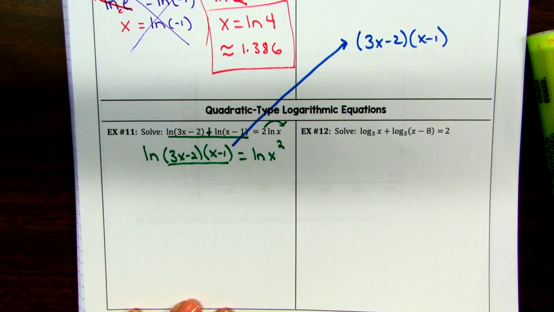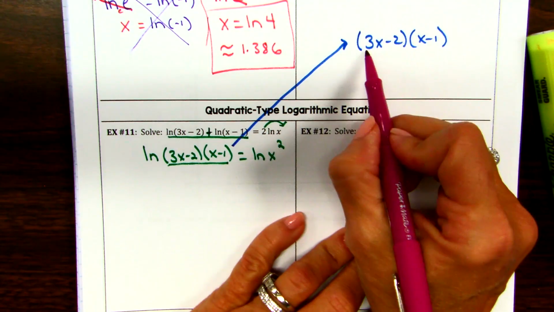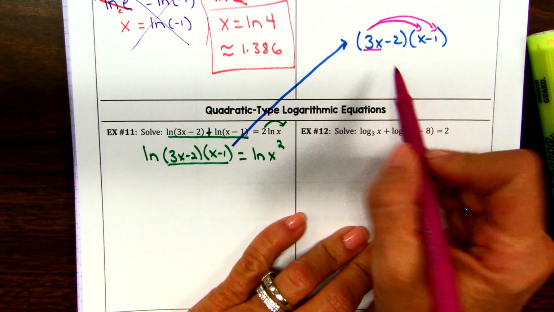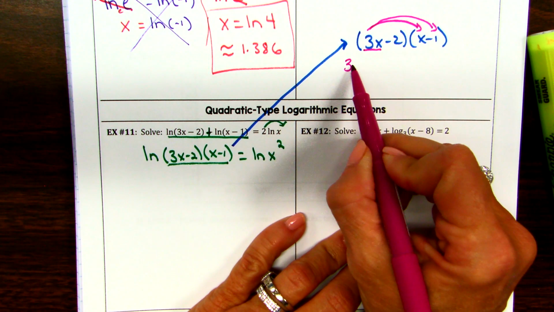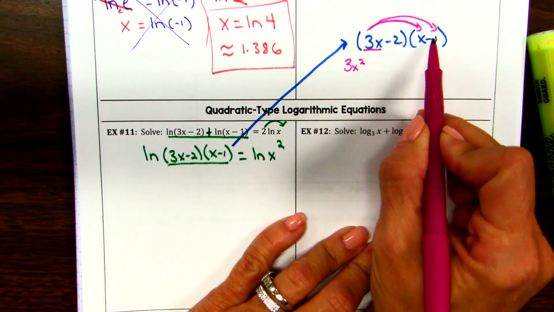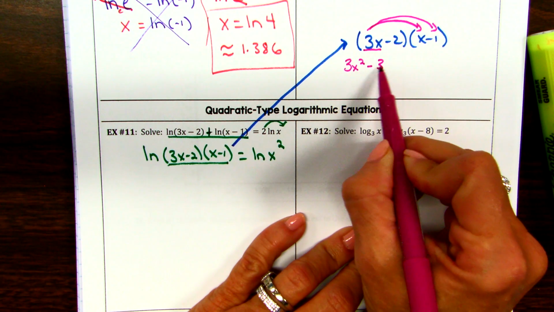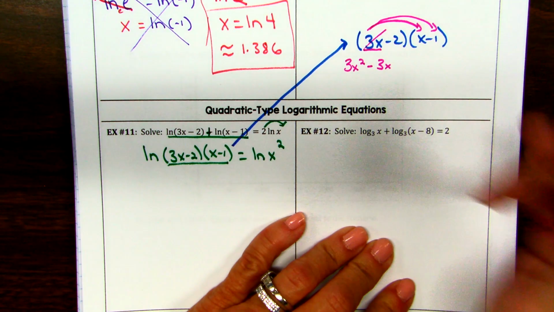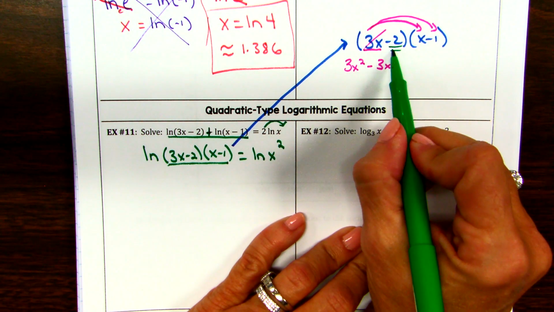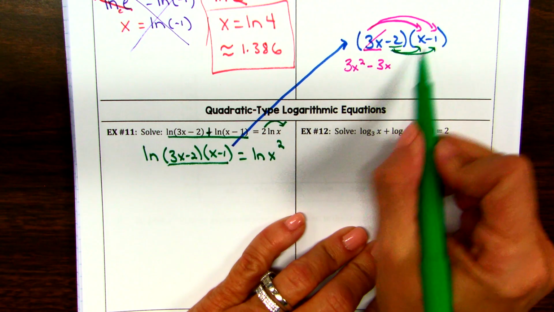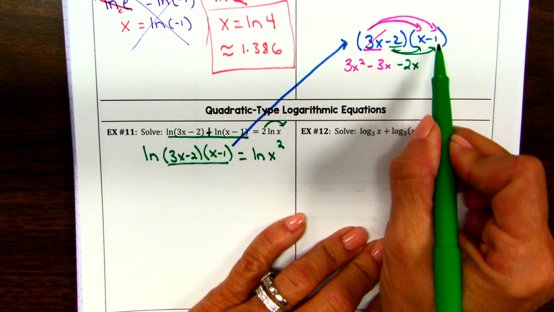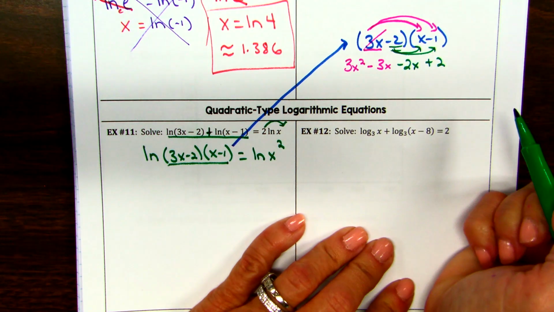FOIL, distribute. Depending on who you had for Algebra 1, they called it different stuff. But I'm just distributing the 3x to everything in the other set of parentheses. So 3x times x is 3x squared. 3x times negative 1 is negative 3x. Done with the 3x. Do the same thing with the negative 2 times both of these. Negative 2 times x is negative 2x. Negative 2 times negative 1 is positive 2.